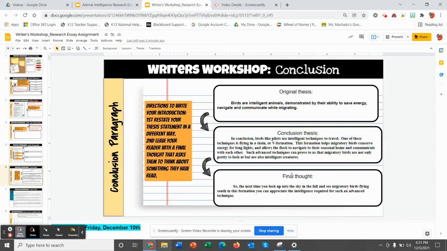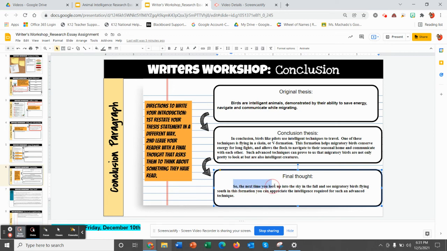Now, the last ingredient is something that I like to call, and sometimes you'll hear it called, the final thought. And the final thought is something that you can get a little more creative with, but it's something that you will leave your reader with and make them think about something that they have read. So my final thought asks my reader to do something.